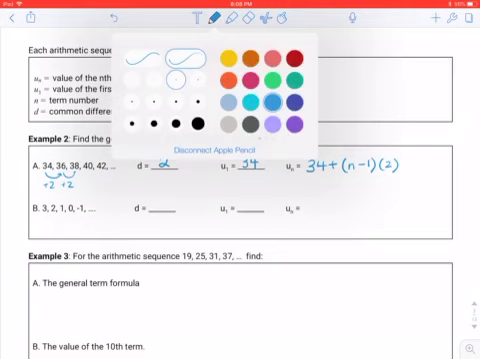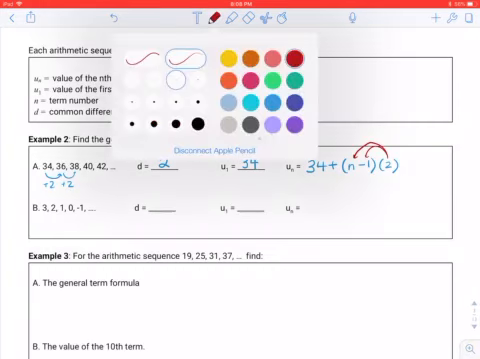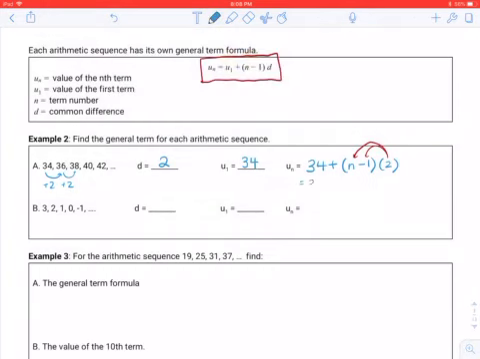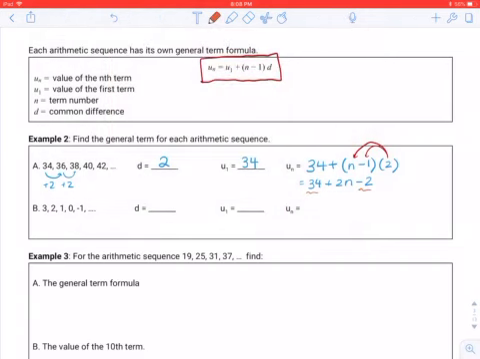This is okay for my general term formula. I'm just going to clean it up a little bit by distributing this 2 into my bracket and then collecting like terms. So I end up with 34 plus 2n, subtract 2. I've got some like terms here with the 34 and the negative 2. So when I clean that up, I end up with 2n plus 34 minus 2, which is 32. And there's my general term formula.